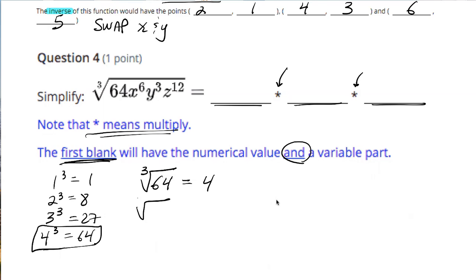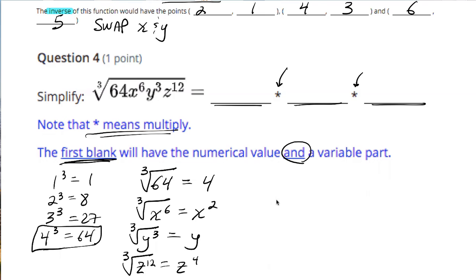When we do a cubed root of x to the 6th, we take 6 divided by 3. That's x squared. The cubed root of y cubed, that would be a y. And then the cubed root of z to the 12th, that would be a z to the 4th. So we would type this as 4x squared. Notice the numerical part also has a variable part in that first blank. That's just a Schoology thing. And then we have a y, and we have a z to the 4th.